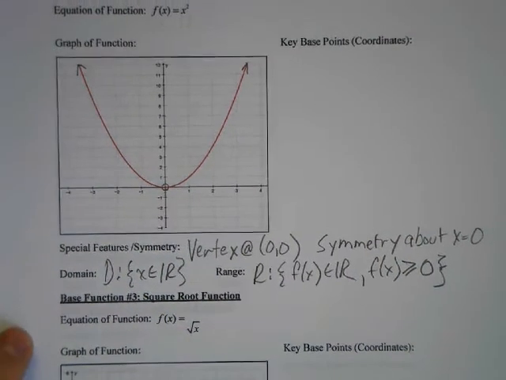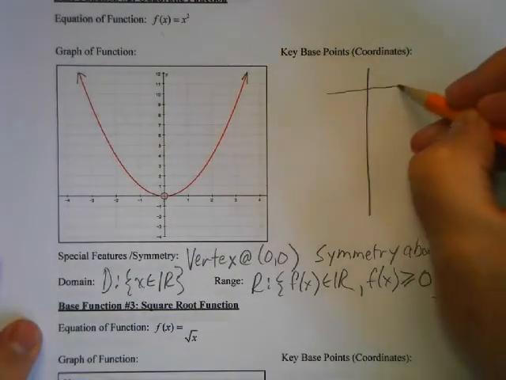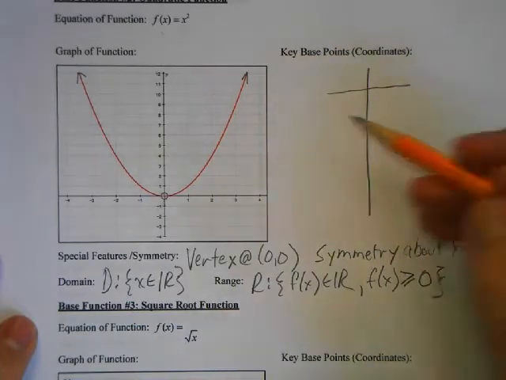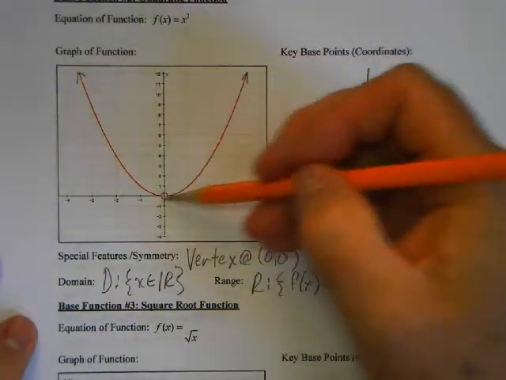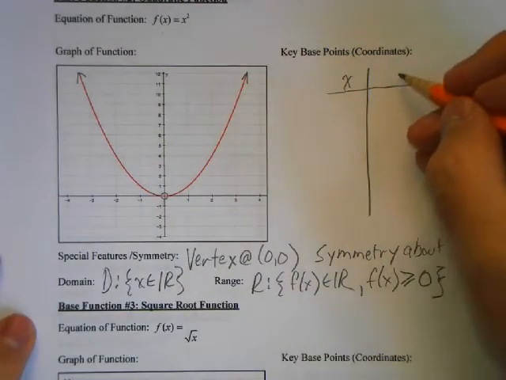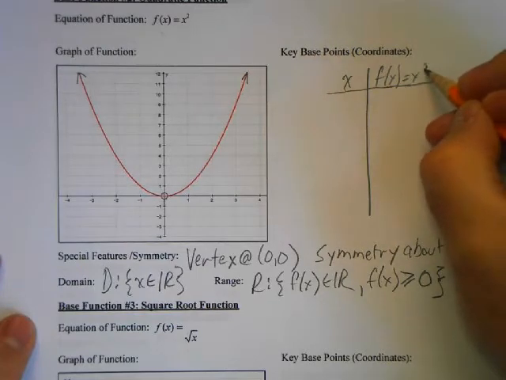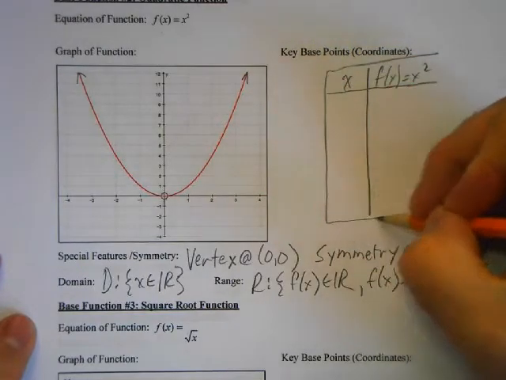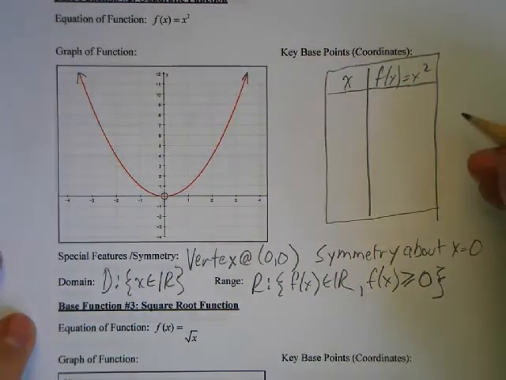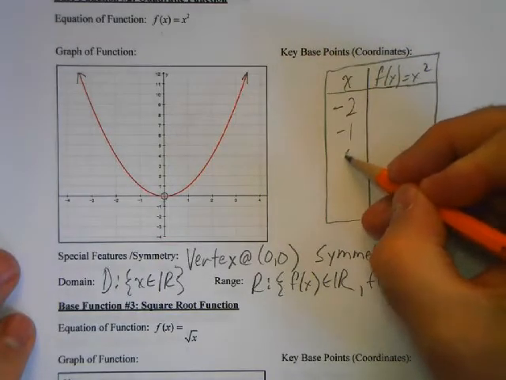Okay, now in terms of the base points, again, we want to give enough points that if I just gave you the points, you could do a good representation of what that graph looks like. So we have our x and our f of x equals x squared. And again, just like the linear base function, we are going to do the same x values, -2 up to +2.